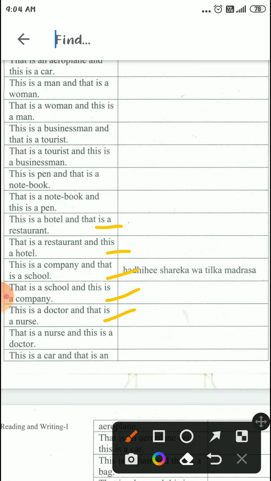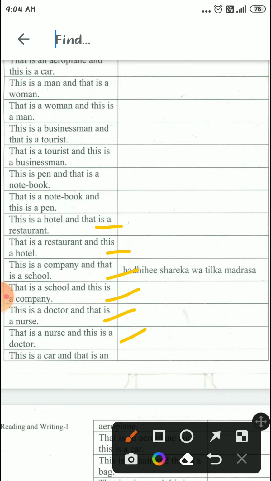This is a doctor. هذا طبيب. And that is a nurse. وذلك ممرض. That is a nurse. ذلك ممرض. وهذا طبيب. And this is a doctor.